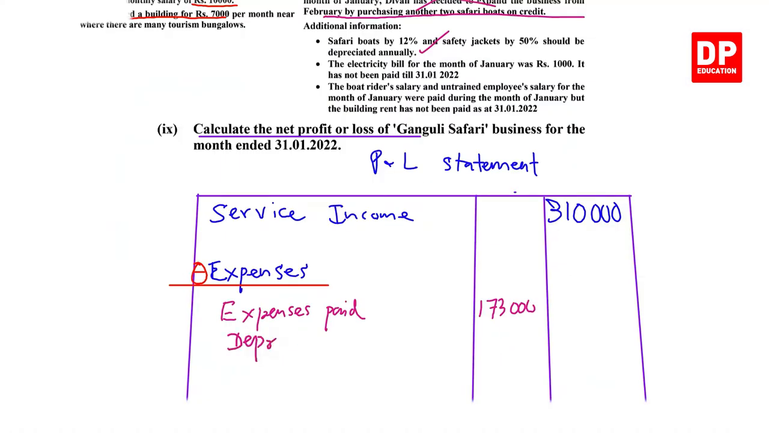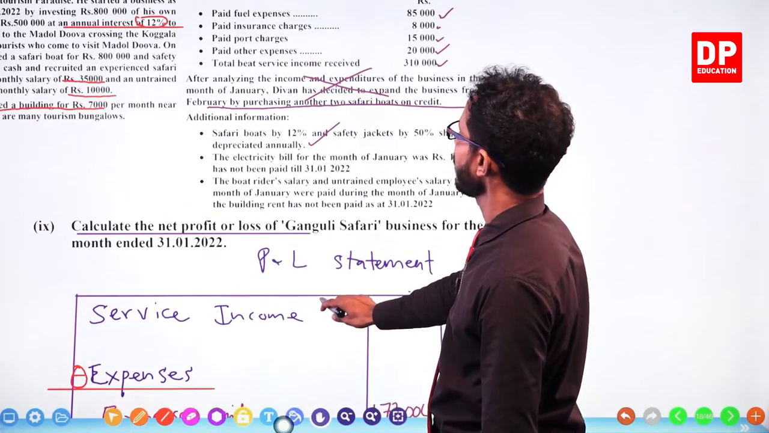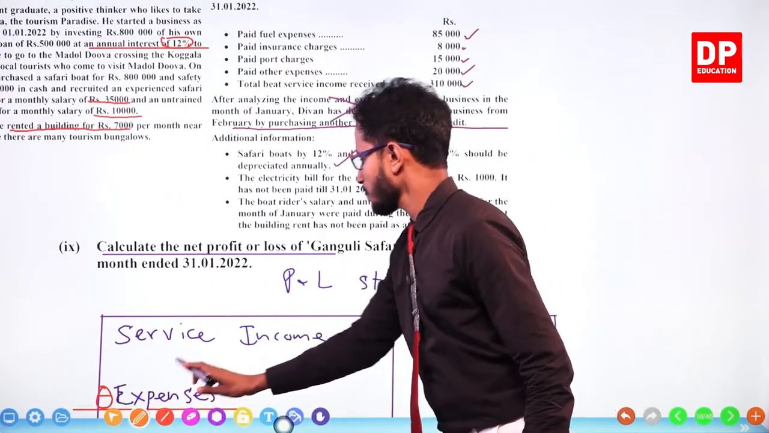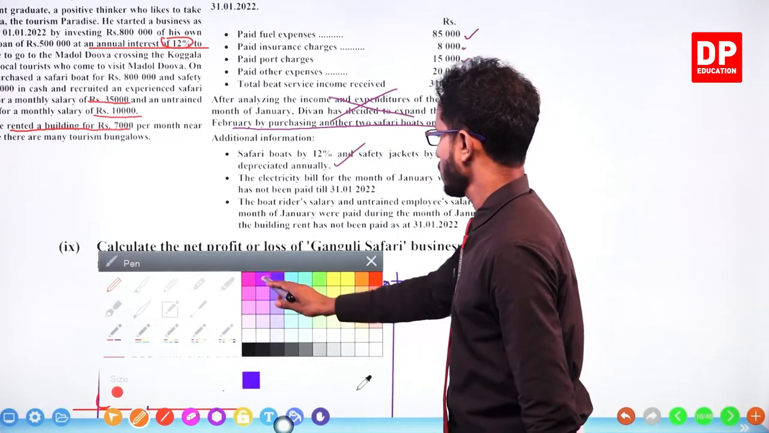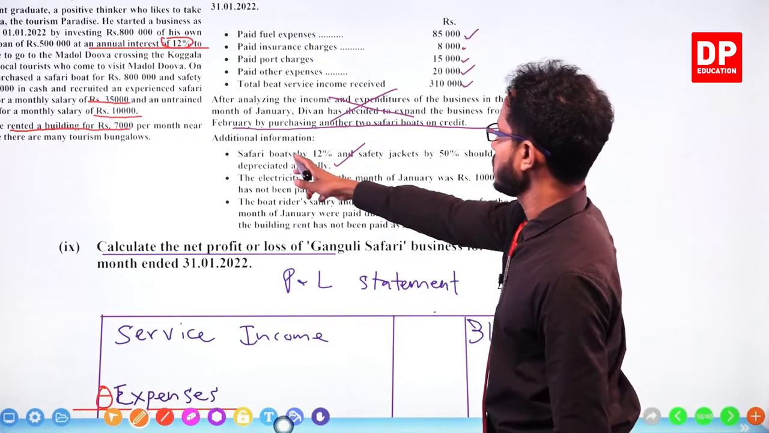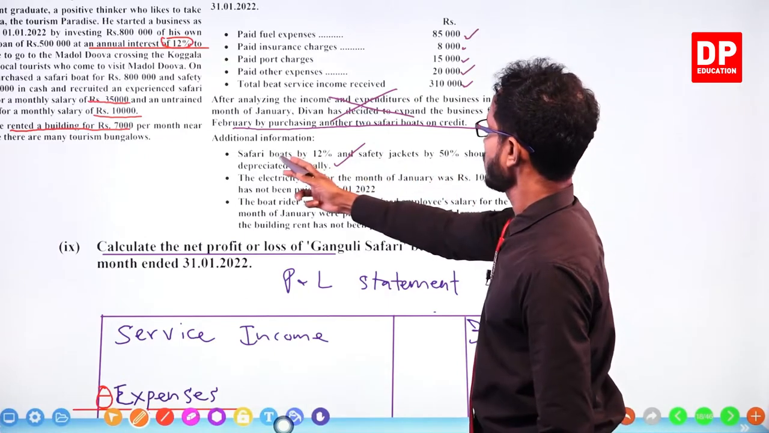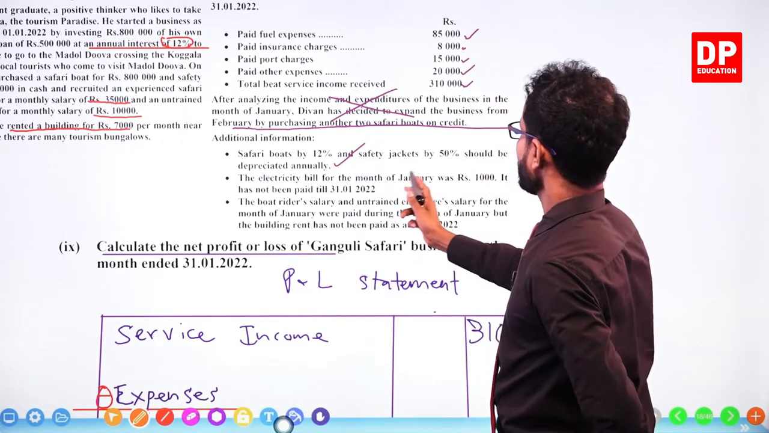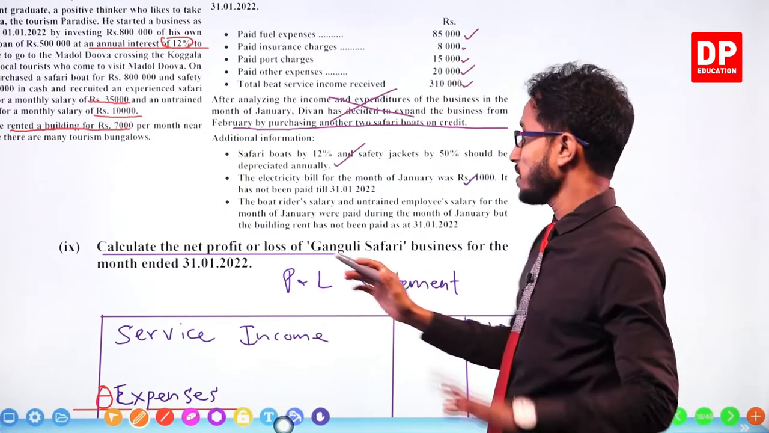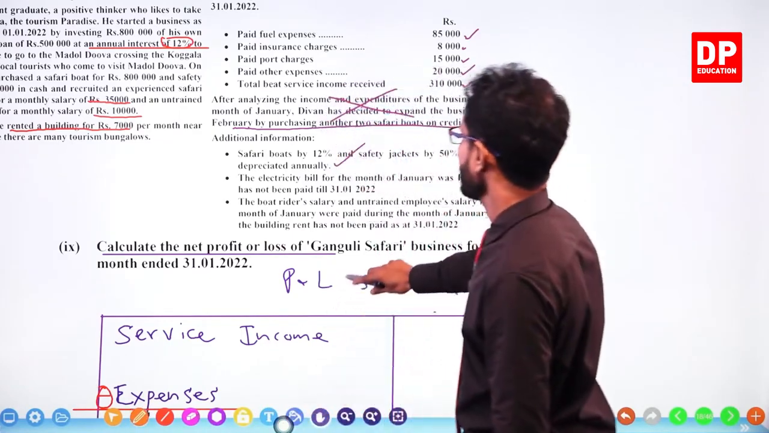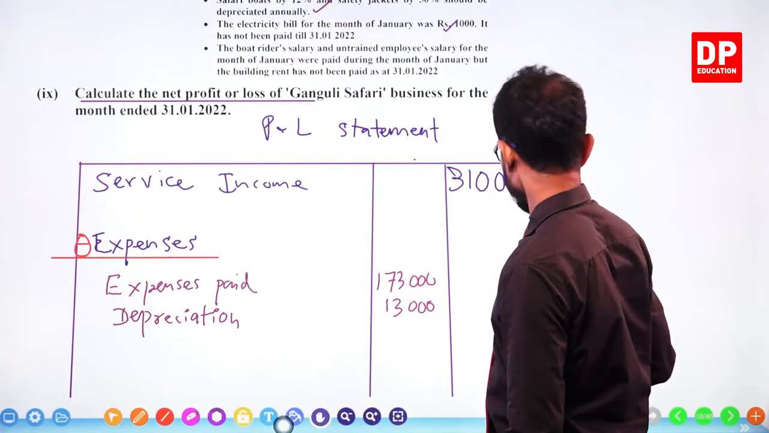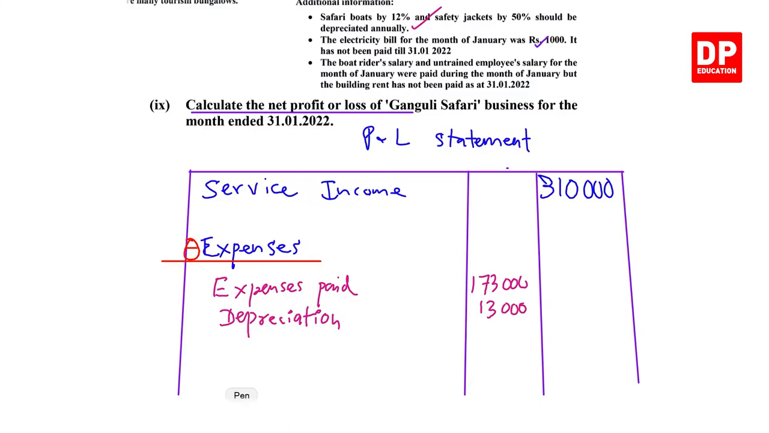Depreciation: eight plus five, 13,000. Next. Depreciation already taken now. Electricity bill for the month of January. Have to take it, 1,000. It has not been paid. Doesn't matter, 1,000 should be taken. Electricity bill not paid, but have to take it. Electricity, 1,000.